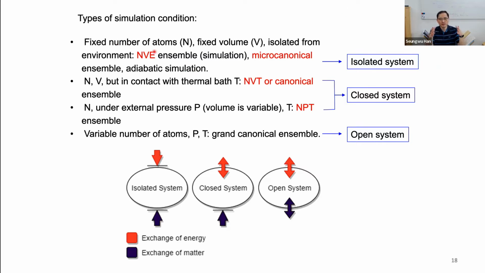If the number of atoms and the volume are fixed, and the system is isolated from the environment, there's no exchange of matter or energy, then this is called NVE ensemble simulation, or we call it microcanonical ensemble or adiabatic simulation. So this is basically an isolated system. The system may be up in space.